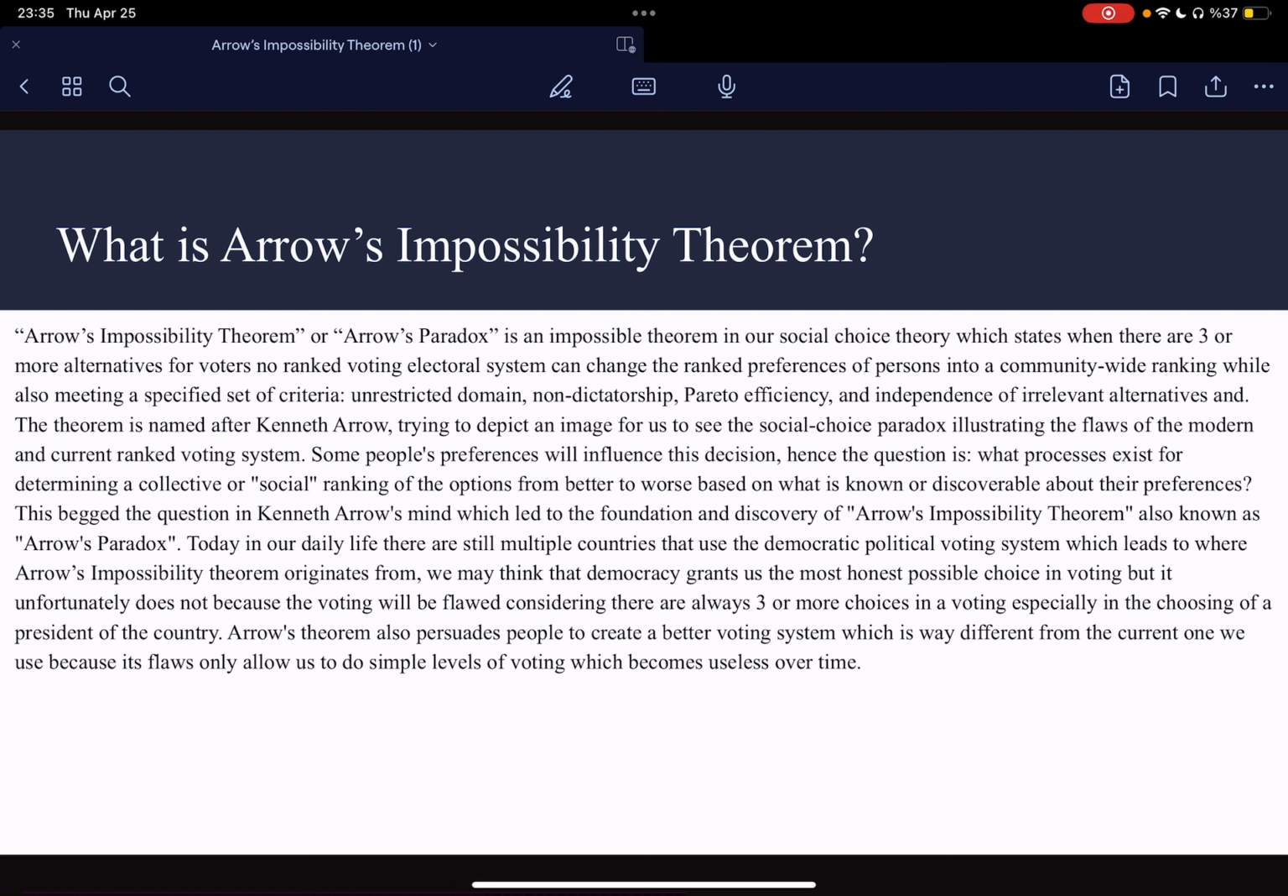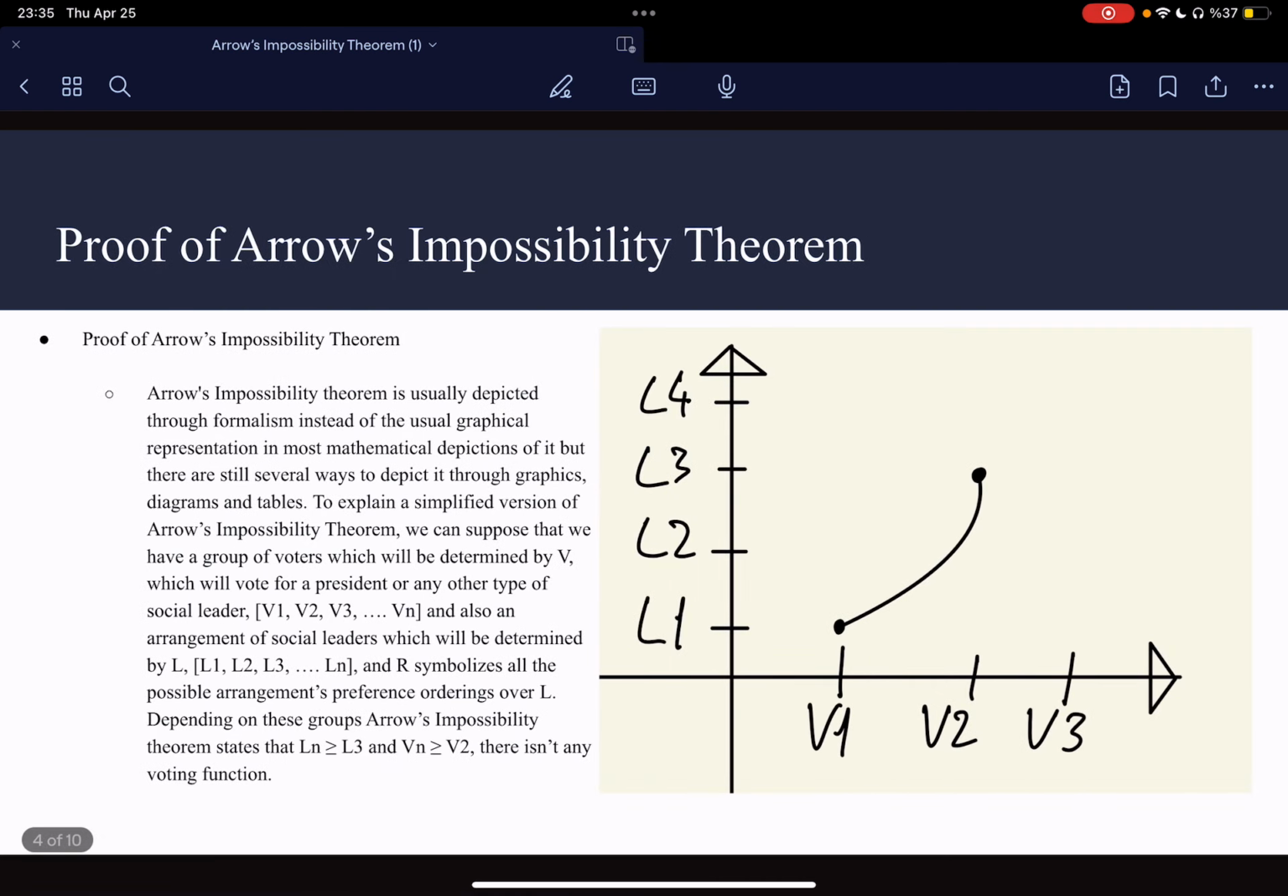Arrow's theorem also persuades people to create a better voting system, which is very different from the current one we use, because its flaws only allow us to do simple levels of voting, which becomes useless over time.